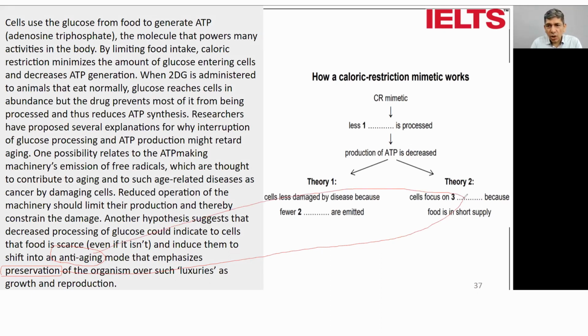Let us see which of my answers is right. So let us read this again. Another hypothesis suggests that decreased processing of glucose could indicate to cells that food is scarce, and induce them to shift to an anti-aging mode. So the cells focus on anti-aging mode that emphasizes preservation of the organism over luxuries such as growth and reproduction. So the focus changes to preservation. Okay, so that is perfectly right.